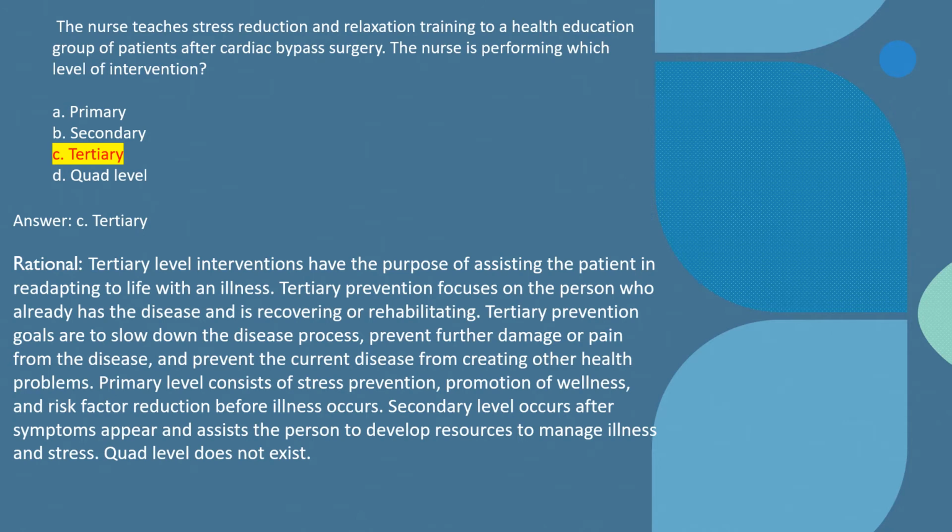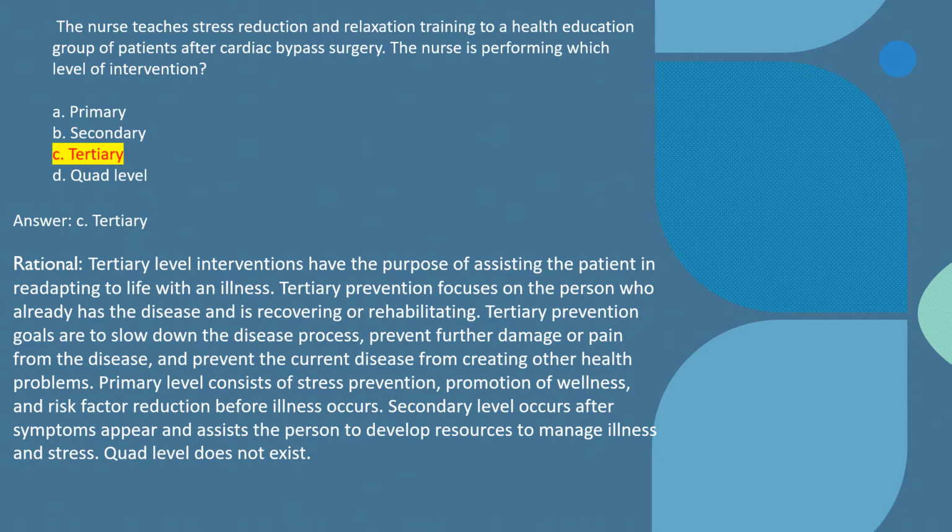Answer: C. Tertiary. Rational: tertiary level interventions have the purpose of assisting the patient in readapting to life with an illness. Tertiary prevention focuses on the person who already has the disease and is recovering or rehabilitating. Tertiary prevention goals are to slow down the disease process, prevent further damage or pain from the disease, and prevent the current disease from creating other health problems.